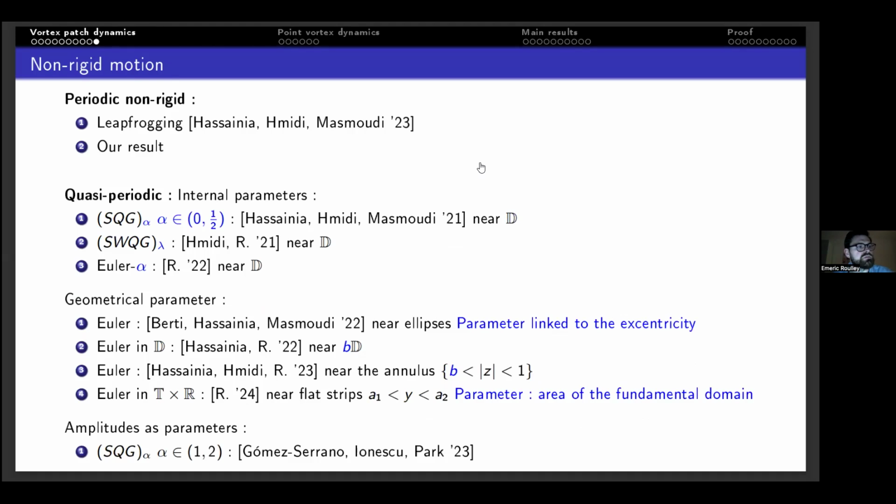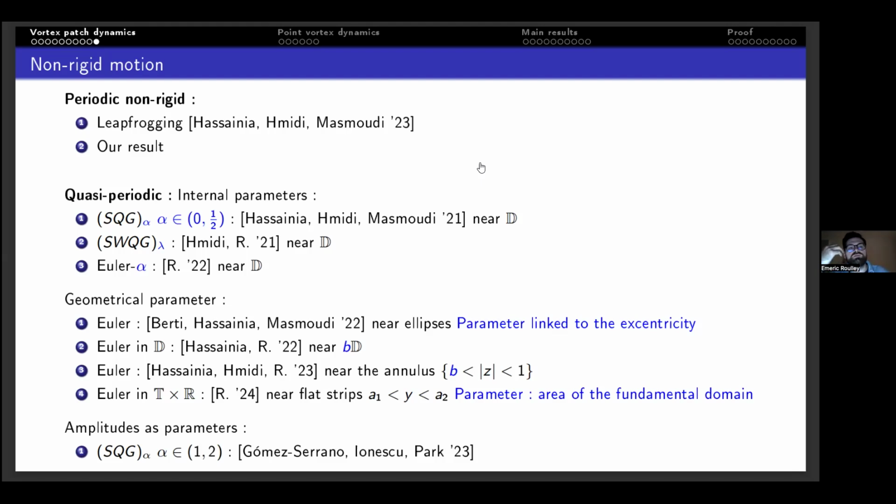So now I give some pieces of literature about the non-rigid motion. What we called before rigid motion was just: you take the initial domain and it doesn't change shape in time. It's just a rotation of it, but there is no oscillation during the motion. You just take the initial one and it rotates.